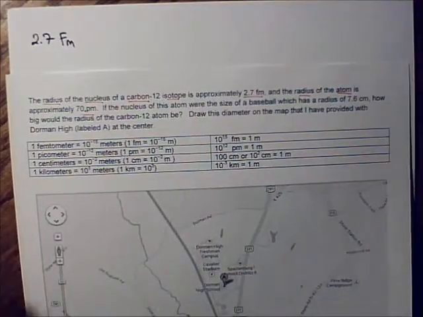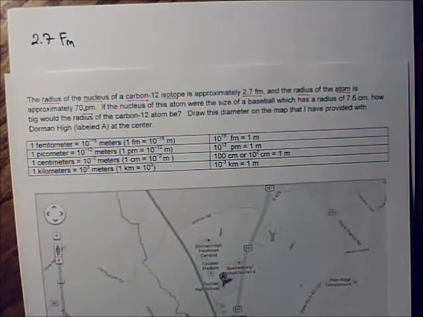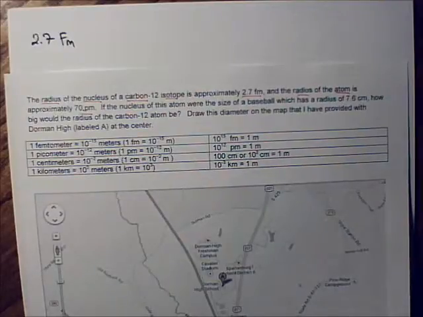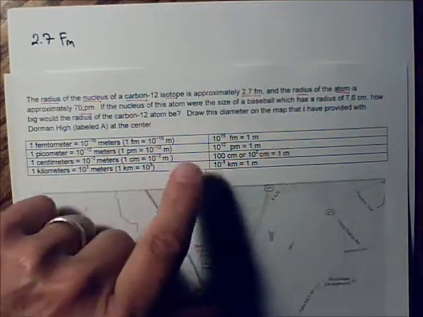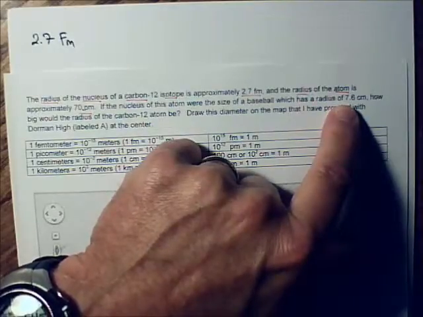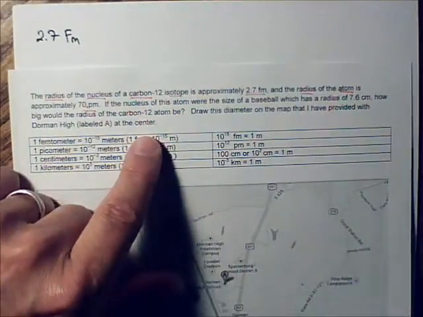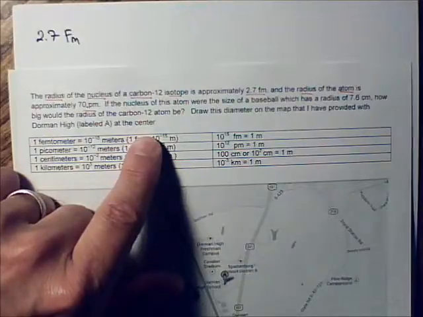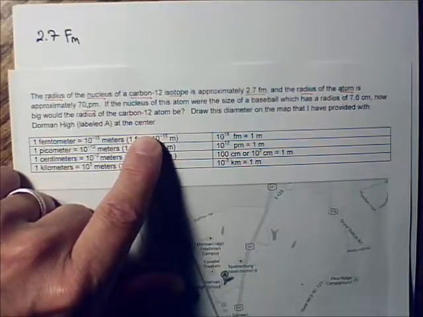Now, we are looking at two different radii. We're looking at the radius of the atom, the radius of the nucleus, and also the radius when we change the nucleus size to 7.6 centimeters and see what the size of the atom is going to be. So there's a lot of different things to keep up with here, and so labeling things to know what your numbers mean is going to be critical. This is where dimensional analysis is so important.